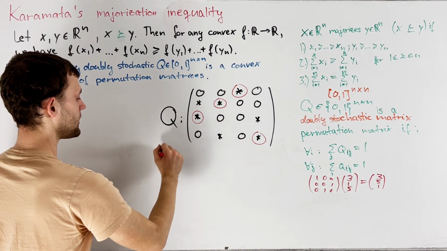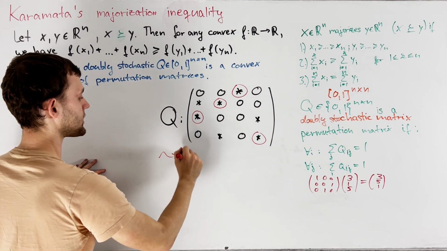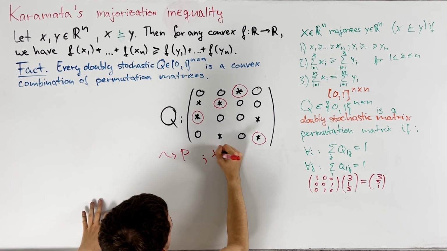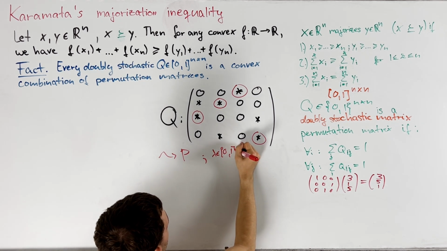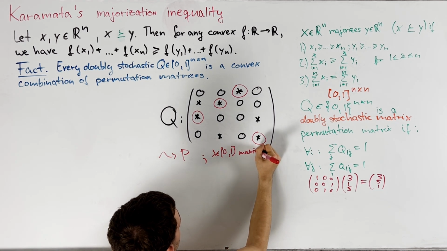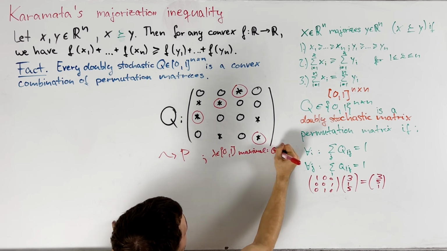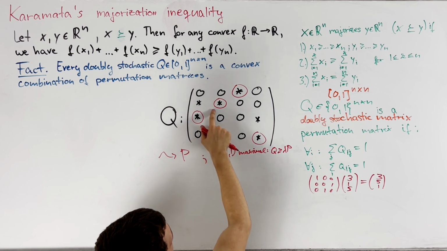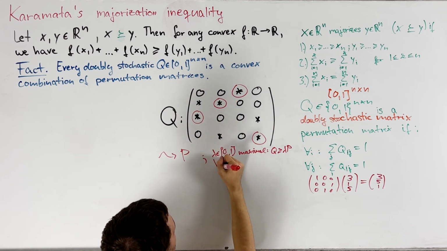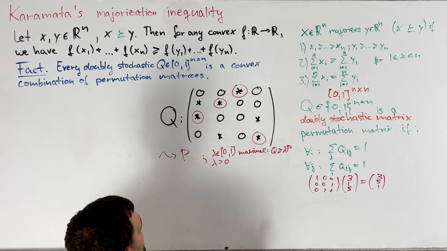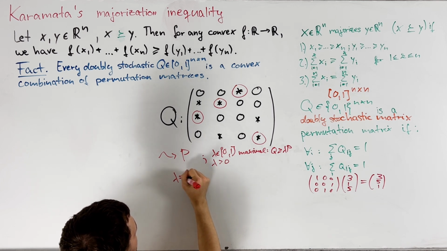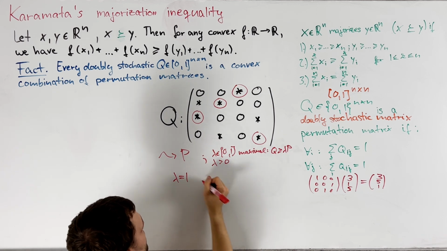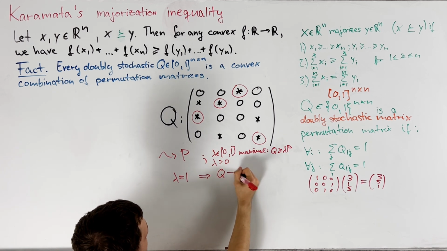On the other hand, suppose that we can always find such a permutation matrix P as in this diagram. Then take lambda in (0, 1] maximal such that Q is greater than or equal to lambda P. So lambda will be the smallest of our red stars here, and in particular, lambda is greater than 0. Now there are two cases. First, if lambda is equal to 1, then we have by Q greater than or equal to P that Q must be equal to P, and we are already done.